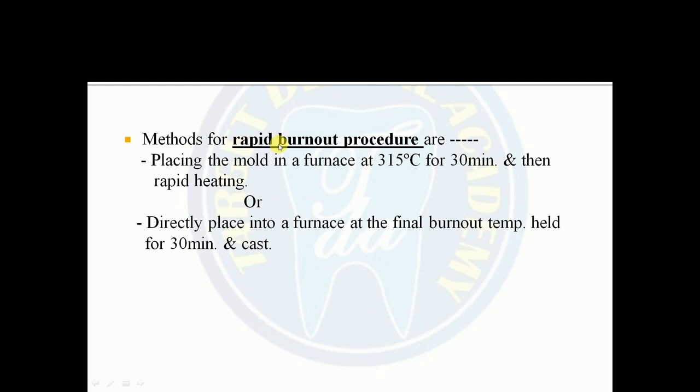Methods of rapid burnout procedures are placing the mold in the furnace at 315 degrees Celsius for 30 minutes and then rapid heating, or you can directly place it into the furnace at the final burnout temperature, hold for 30 minutes and then cast.